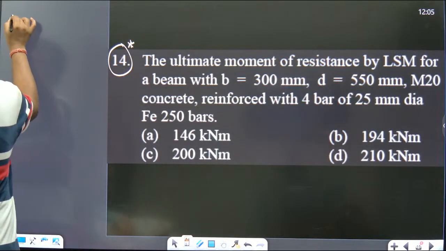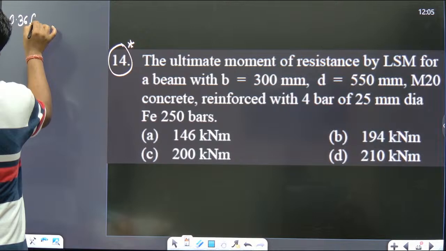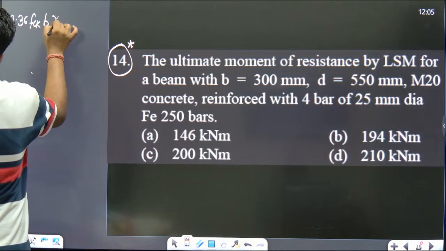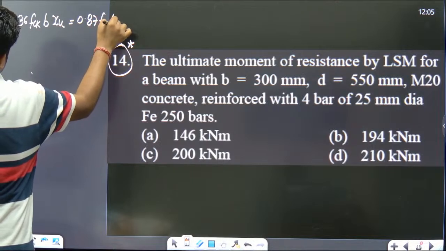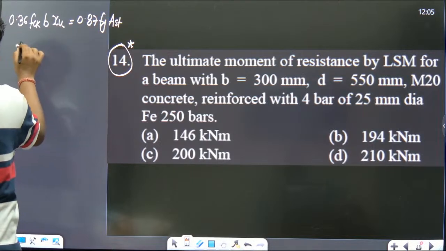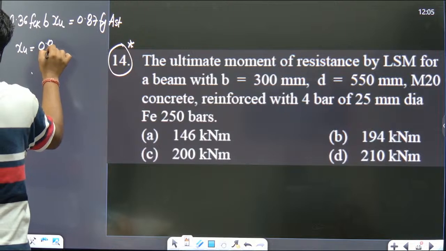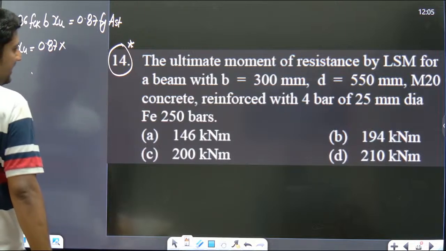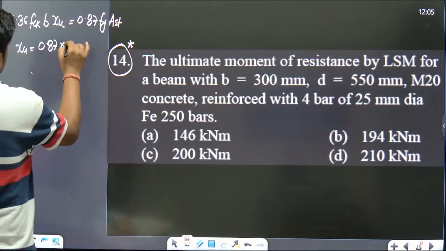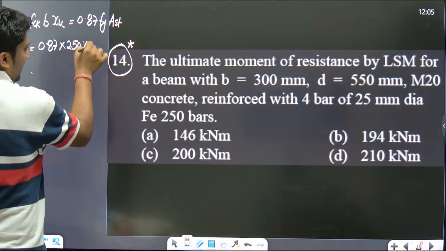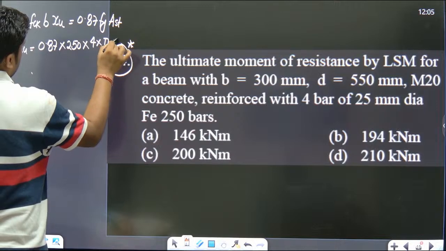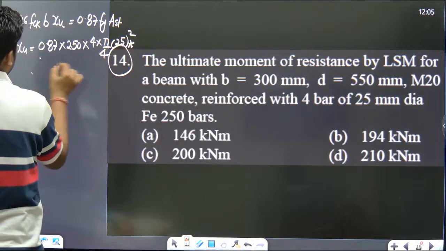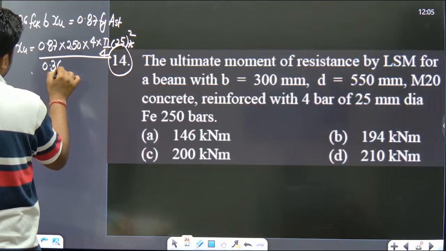0.36 fck b xu is equal to 0.87 fy Ast. So from the limit state method you will compare this to get xu. What is the value of fy? The fy value is 250. What is the Ast? How many bars are there? 4 bars of 25 mm, so 4 into pi by 4 into 25 square, upon 0.36. What is fck?